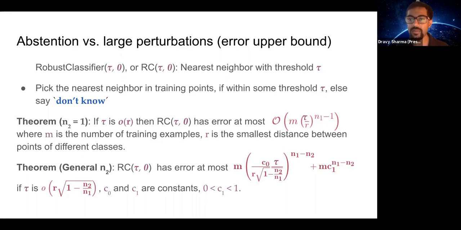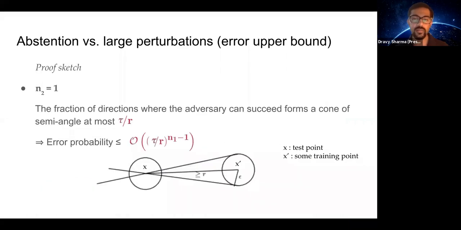I'll give a proof intuition in a minute, but the thing to observe is that it exponentially decreases as you decrease the threshold, and it goes bad as you increase the training examples. Those are the things I want you to note. We can easily generalize this. There are some more complications which are not that interesting, but you get roughly the same intuitive guarantee for general n2 as well. So let's start with why things work in n2 equals 1.